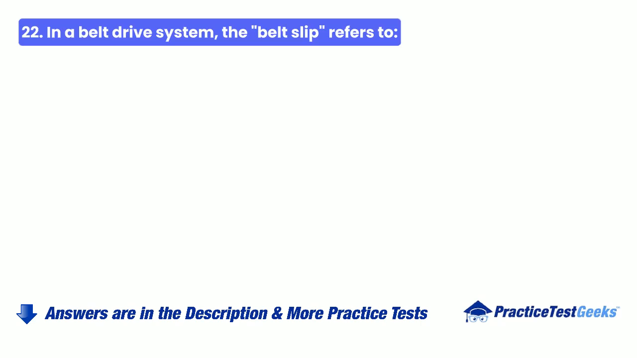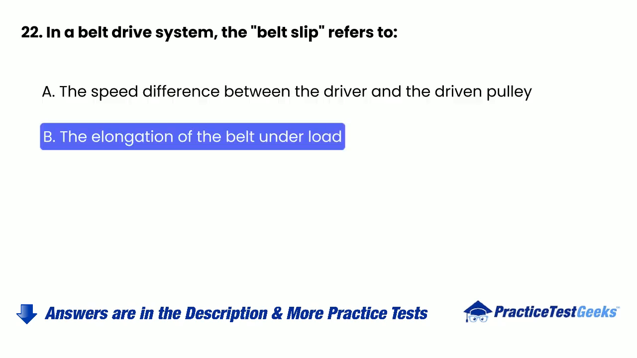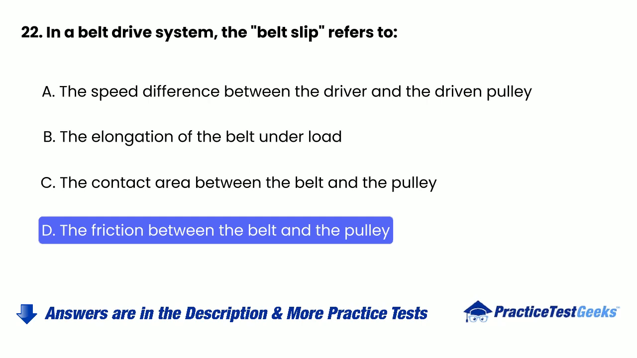(22) In a belt drive system, the belt slip refers to A. The speed difference between the driver and the driven pulley. B. The elongation of the belt under load. C. The contact area between the belt and the pulley. D. The friction between the belt and the pulley.